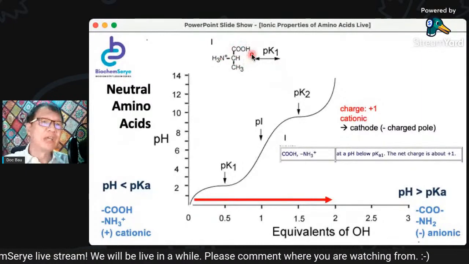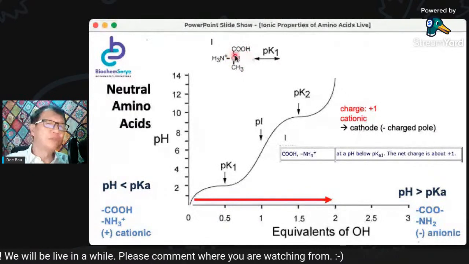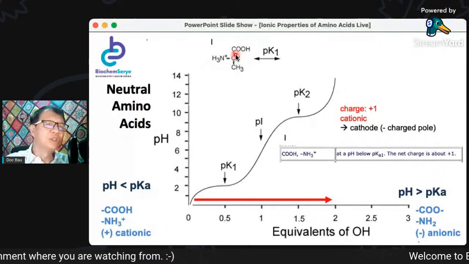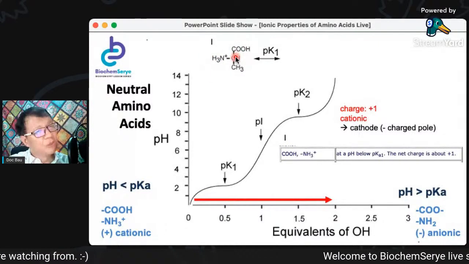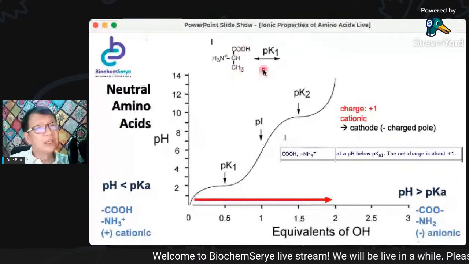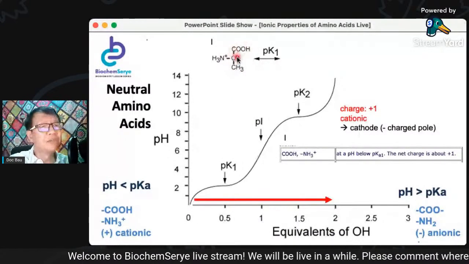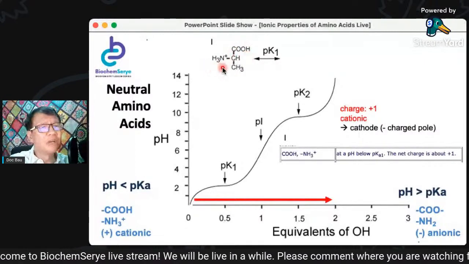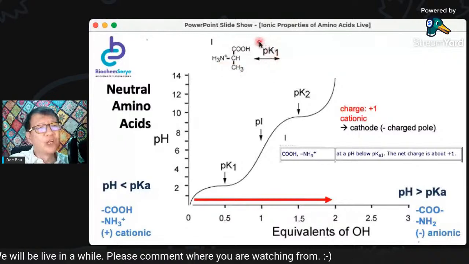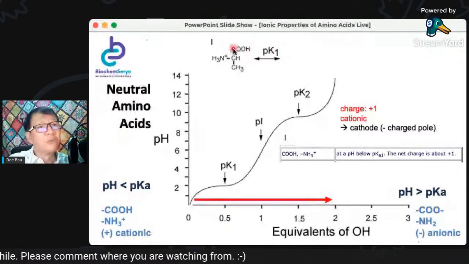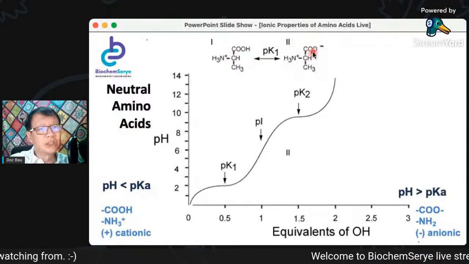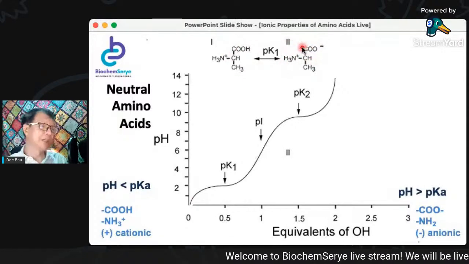If I ask you which is more acidic, the carboxyl or the amino group? We know very well that your carboxyl group is acidic, right? So which will give its hydrogen ion first, the carboxyl or the amino group? Of course, what will give first will be your carboxyl group, because it's acidic.